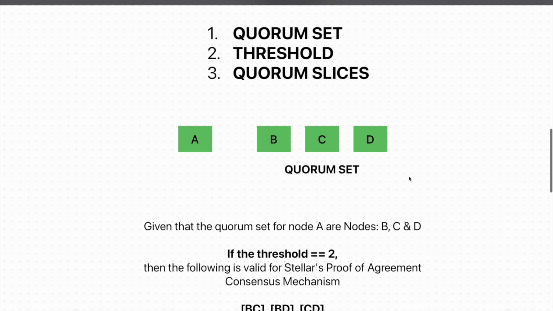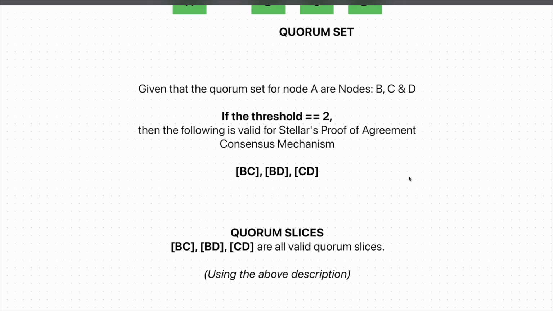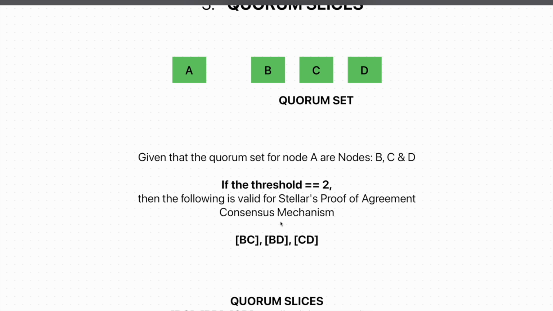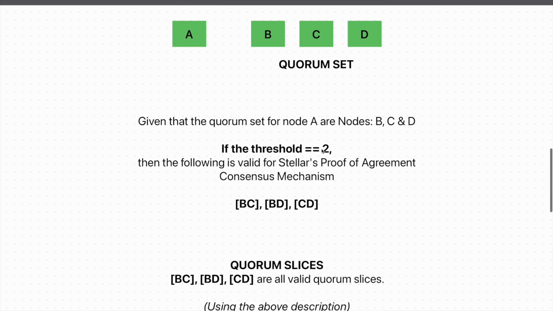Given that this is understandable now, let's look at the next one, which is the quorum slices. We understand what the quorum set is. We understand what the threshold is. Now let's look at quorum slices. The quorum slices are the slices that are gotten from the quorum set, using the threshold. So you have a threshold of 2, for instance, and you have a quorum set of 3 or 4 nodes. As long as the threshold requirement is met, and you have the minimum number of nodes required by the threshold, the nodes that are part of that quorum set and are valid based on the threshold are the quorum slices.